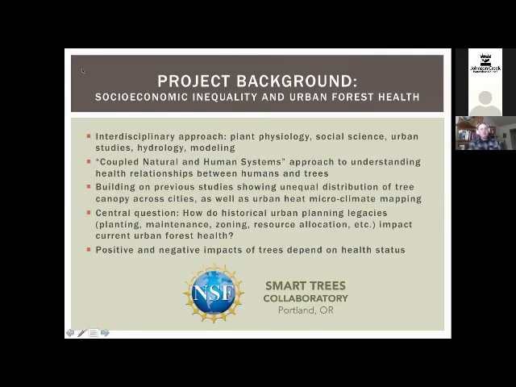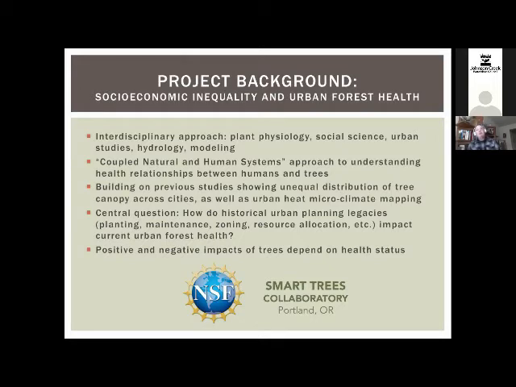This is a large multidisciplinary project with folks from Portland State University, Reed College, and Washington State, Vancouver, and contains a large team of plant physiologists, social scientists, people that work in urban studies, hydrology, and do some biophysical modeling. And this falls appropriately under a National Science Foundation grant for coupled natural and human systems, which is looking at approaches to understanding the relationships between biological systems health and human health in various contexts.